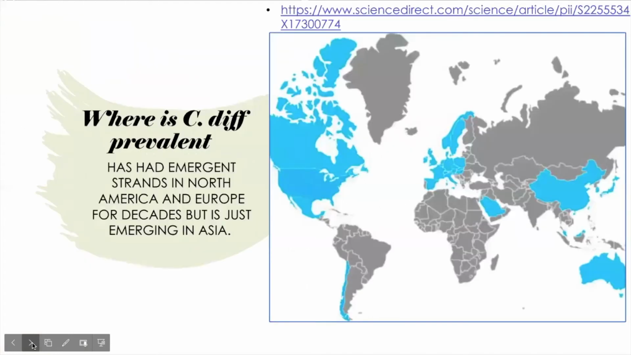C. diff has made its way around many parts of the world. It has had emergent strains in North America and Europe for decades, and it has now begun to emerge in Asia. The map to the right shows where C. diff has been found in blue.